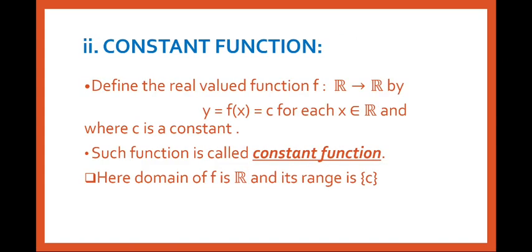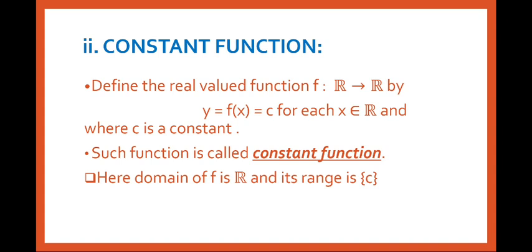Now the constant function. Define the real valued function f from real numbers to real numbers by y is equal to f(x) equal to c for all x belonging to the real numbers, where c is a constant. Such a function is called a constant function.